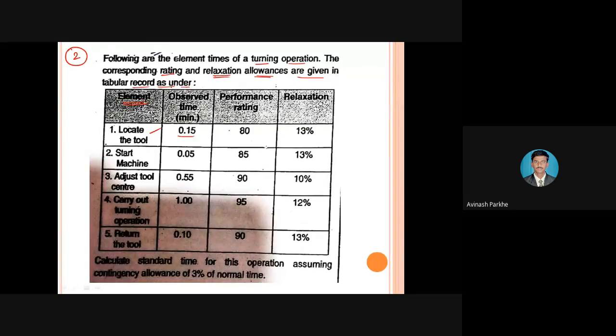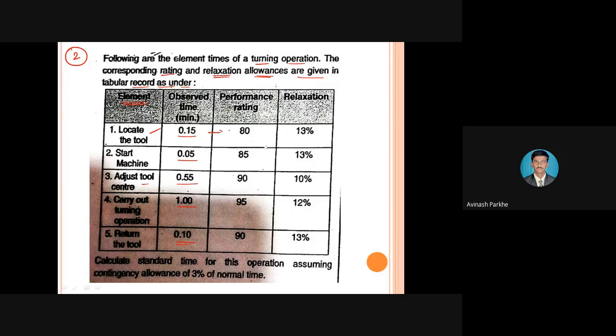So, locate the tool, 0.15 minutes. Start the machine, 0.05 minutes are required. Adjust the tool, third element, 0.55 minutes. Carry out the turning operation, 1 minute is required. And return the tool, again 0.10 minutes are required.